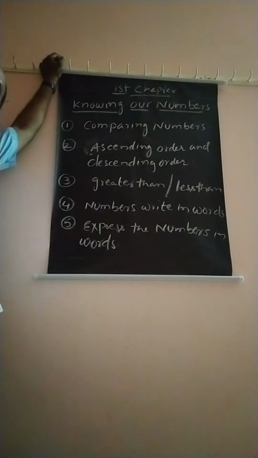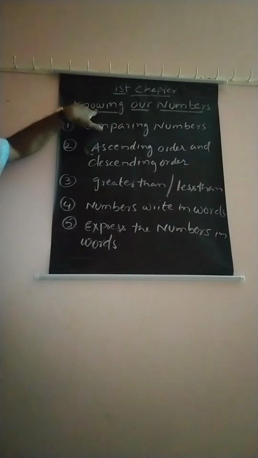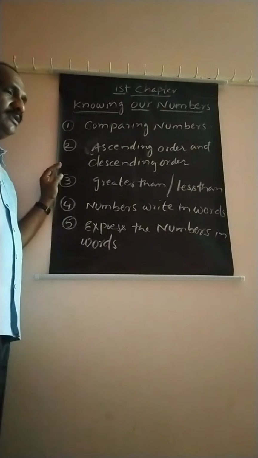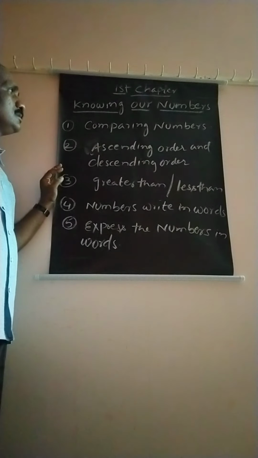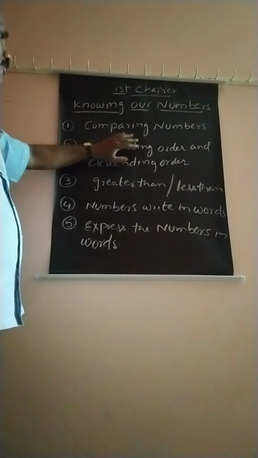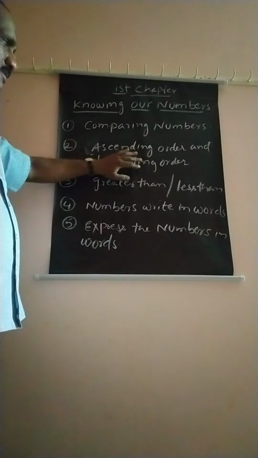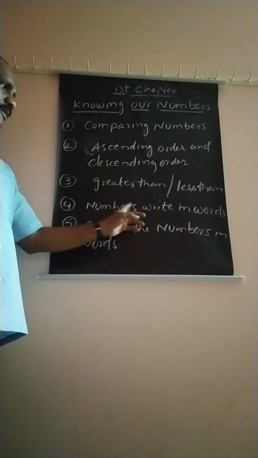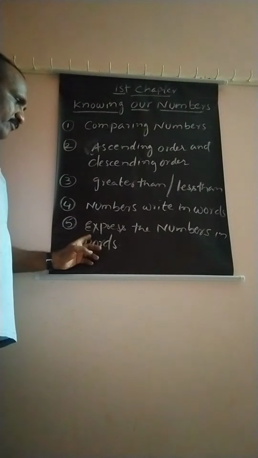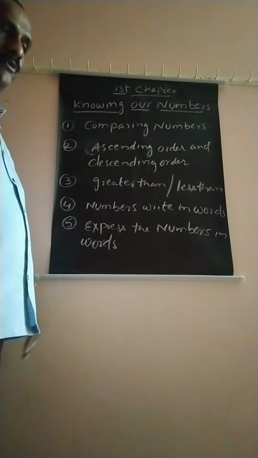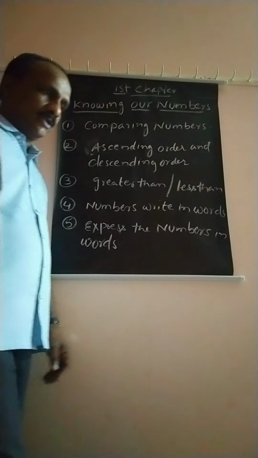Today I am going to start the new topic, the first chapter, Knowing Our Numbers. In this chapter, the main key points we will discuss are: first, comparing numbers; second, ascending and descending order of numbers; third, greater than or less than; fourth, writing numbers in words; and fifth, expressing numbers in words. These are the topics we are going to discuss in this chapter.